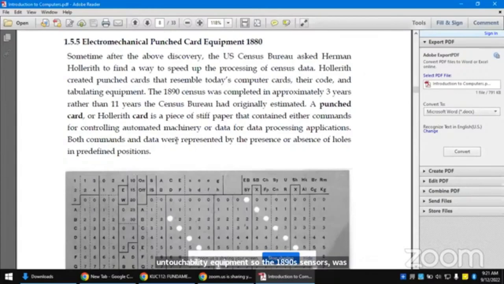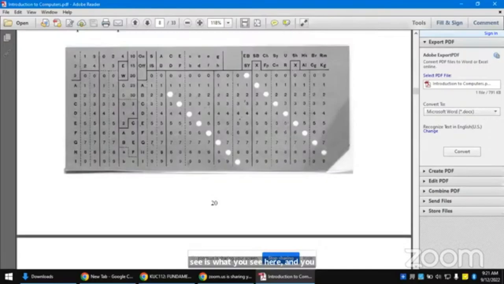A punched card, or the Hollerith card, is a piece of stiff paper that contained each command for controlling automated machinery, or data for a data processing application. Both commands and data were represented by the presence or absence of holes in predefined positions. And you can see this is what we are saying. It is here, and you can see that.